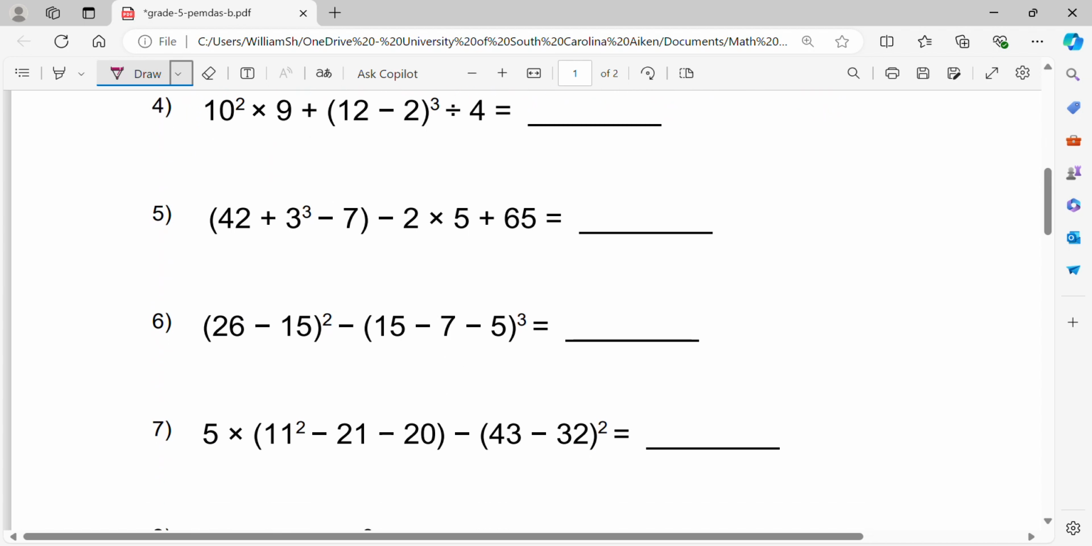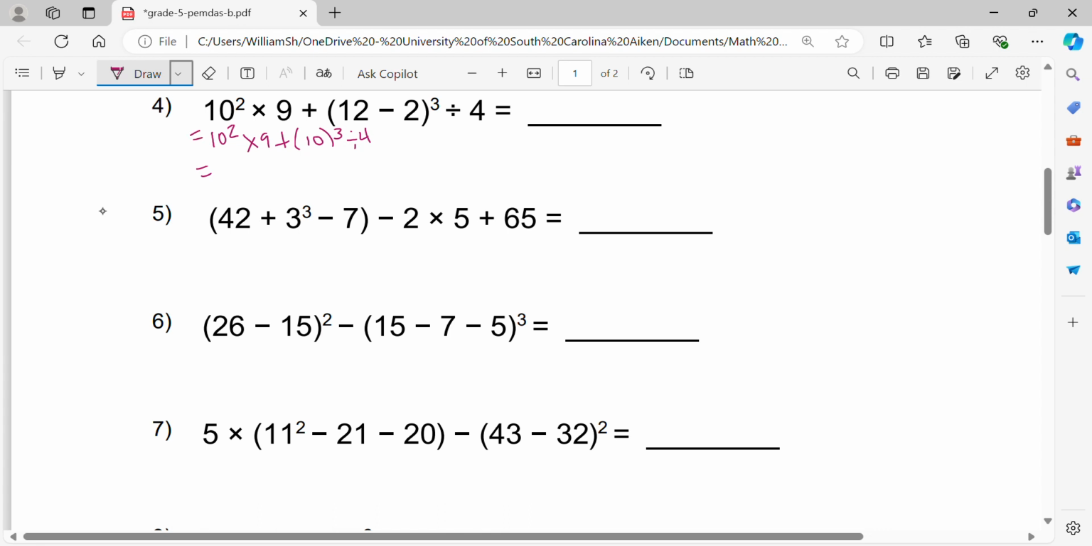Alright, let's look at number 4: parentheses 12 minus 2, squared, times 9 plus 12 minus 2, to the third, divided by 4. Doing parentheses first here, but what you will notice is I need to do the stuff inside the parentheses and then directly do the exponents afterwards. I don't have to FOIL this out because I have direct numbers. I just need to take care of what's inside the parentheses first. So let's do that. 10 squared times 9 plus, now 12 minus 2 is 10, the third power divided by 4.